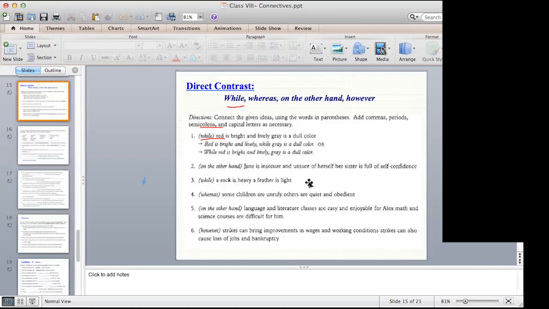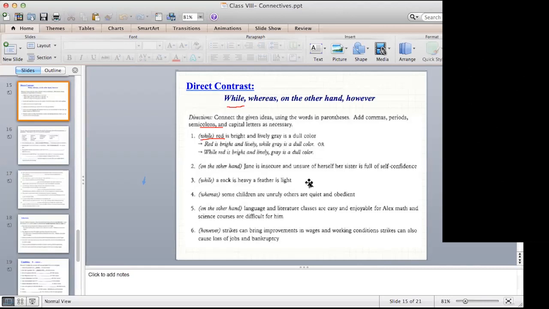Math and science courses are difficult for him. The last one, however, strikes can bring improvements in wages and working conditions. Strikes can also cause loss of jobs and bankruptcy. So strikes have positives and negatives. That's why we have contrast here, okay?